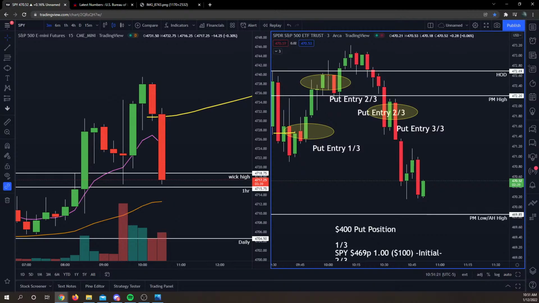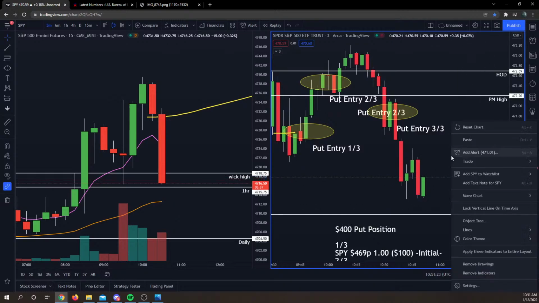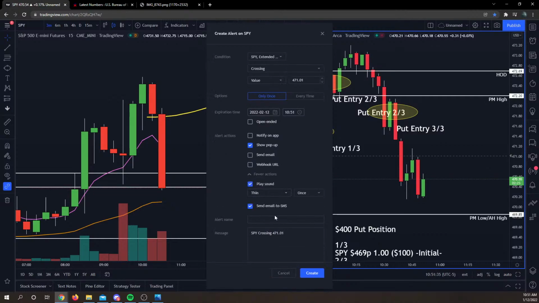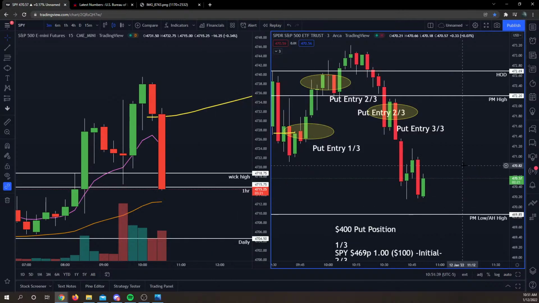Another really cool feature here on TradingView, if you're on the desktop, you can right click and add an alert. You can show a pop-up on your screen, it gives an auditory ding, you can have it send an email, you can even have it send a text to your phone. That's a huge thing within TradingView, being able to send those levels to you immediately. They do not mess around. There's our 1 hour break.